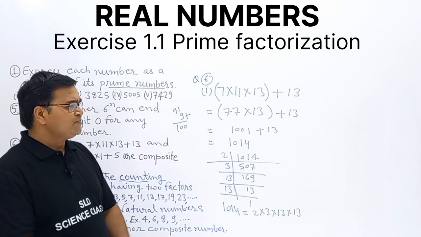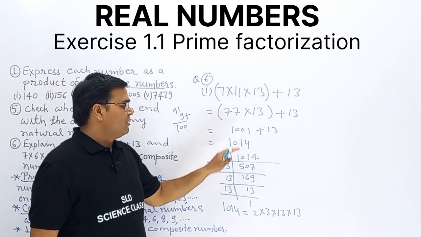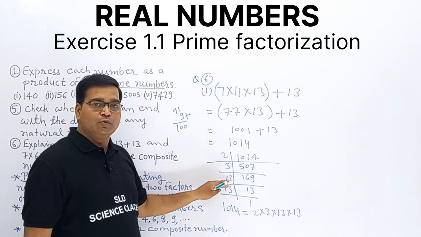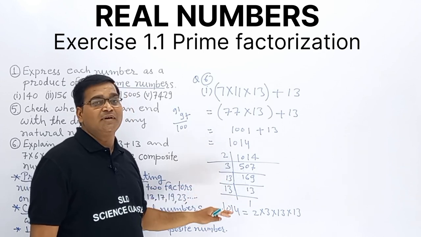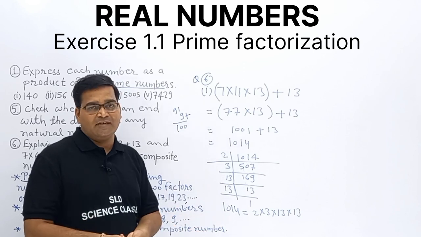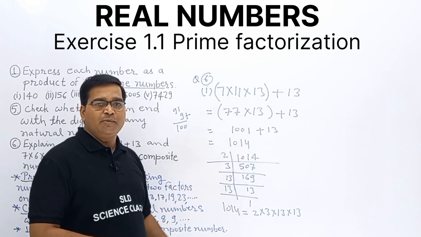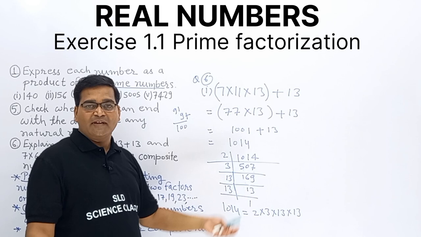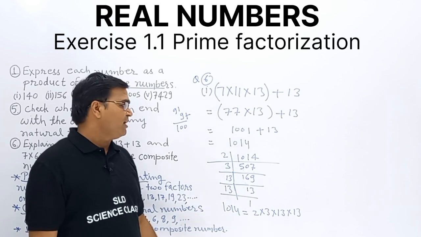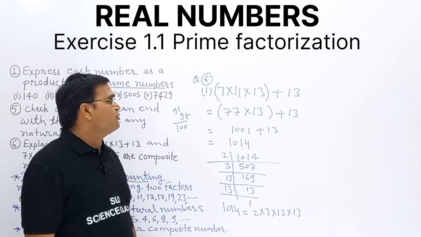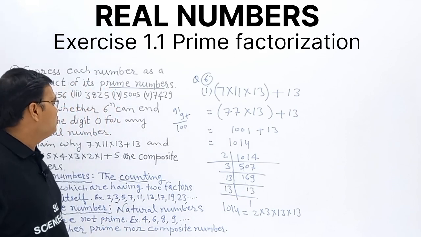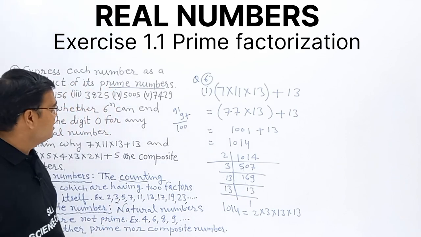First solve this number. Whatever result we are getting, do the prime factorization, and if the prime factorization of that number has more than 2 factors, obviously it is not a prime number, it will be a composite number. So this is the solution of this question. Now I am going to do the next question.